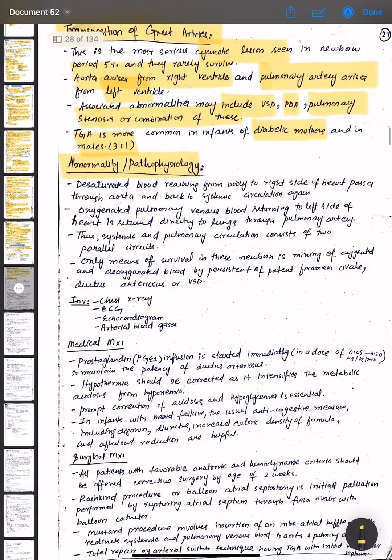Desaturated blood reaching from the body to the right side of the heart passes through the aorta and back to the systemic circulation again. Oxygenated pulmonary venous blood returning to the left side of the heart is returned directly to the lungs through the pulmonary artery. Thus, systemic and pulmonary circulation consist of 2 parallel circuits.